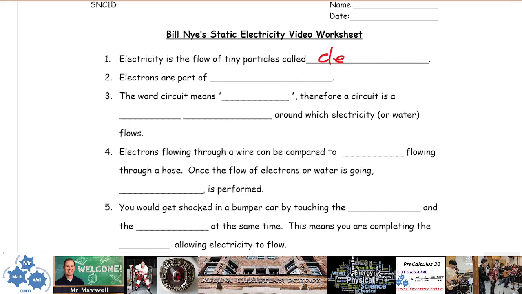Electrons is correct. Electrons. Very good. Not with a K. We're not in ancient Greece, so we're going to write that with a C there.